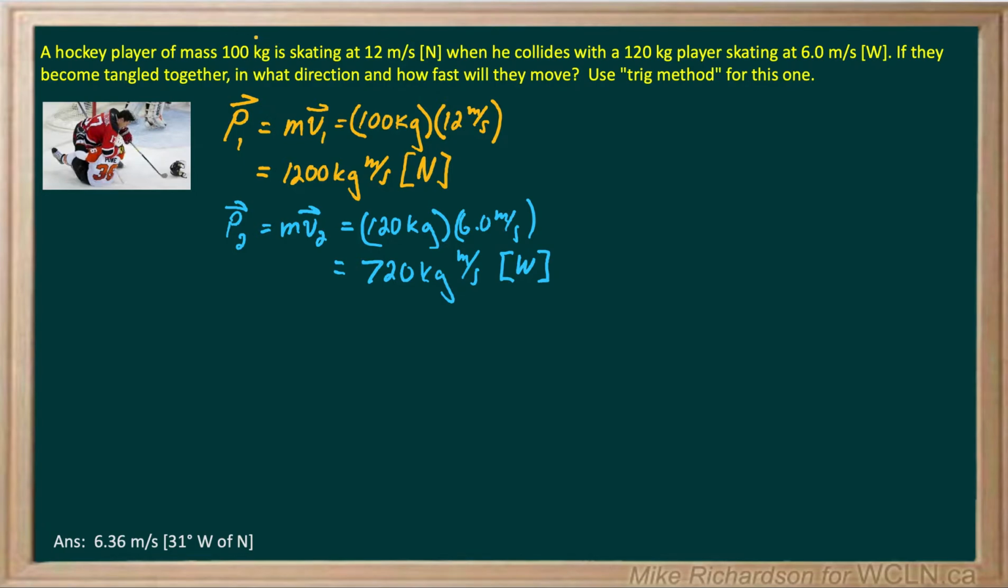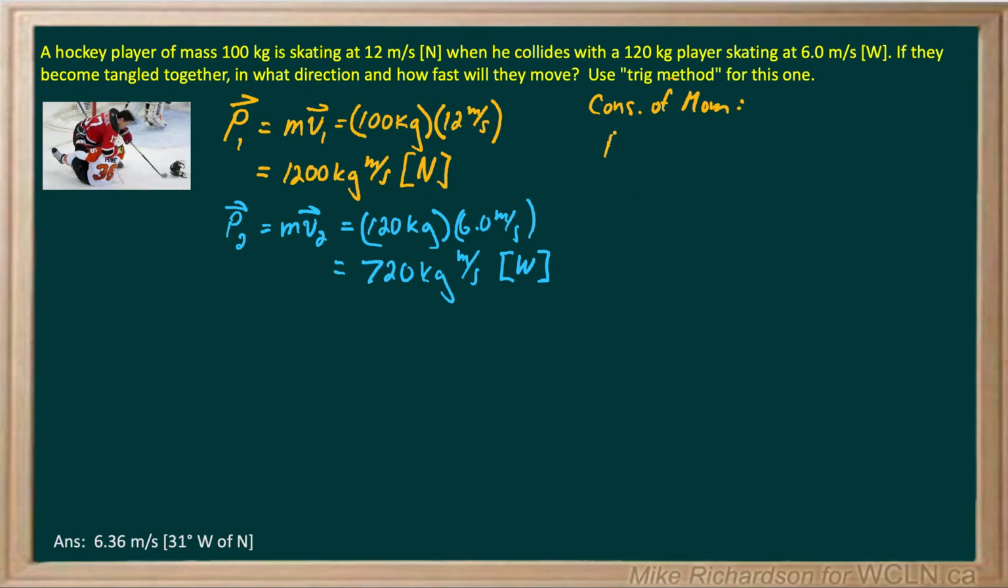The mass would be just 100 plus 120, so 220 kilogram mass. And we want to know how fast that lump of players will move after the collision. And they want us to use the trig method in this case. So first of all, we'll set up our conservation of momentum, which means my total momentum before has to equal my total momentum after.